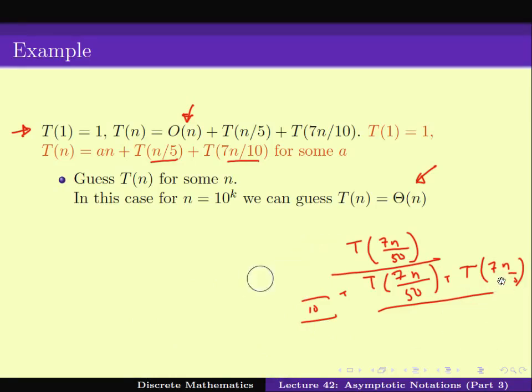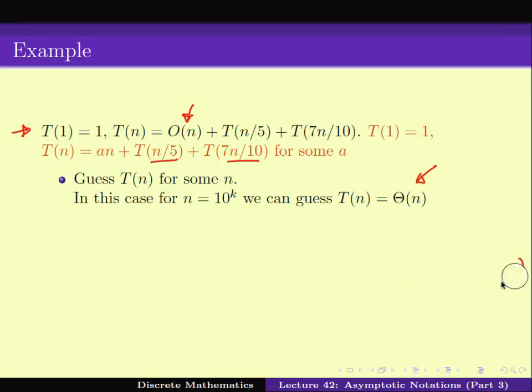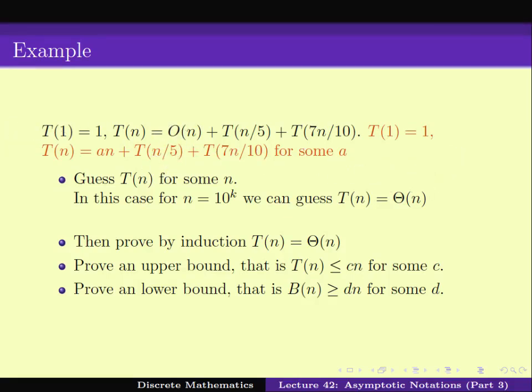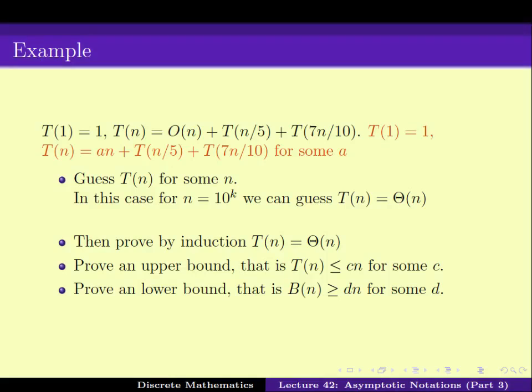But what you are able to guess is that Tn is something like theta n. And now you prove this first of all again by induction, in which case you go back to your same technique. You prove an upper bound saying that Tn is less than C times n for some n, and then you prove that Tn is greater than B times n for some n. And by doing so, you will be able to prove that Tn equals theta n. Now, this is Tn.